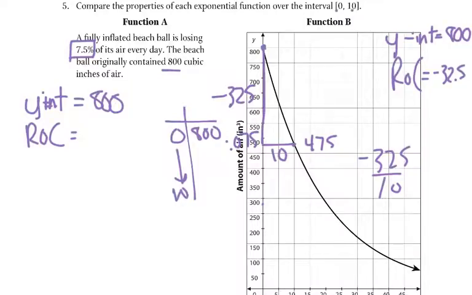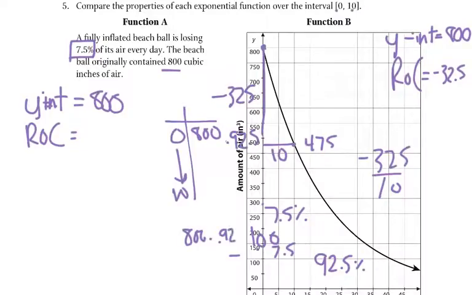So it's losing 7.5%, but it still has in it 100 minus 7.5, so it's still got 92.5%. So that's actually what we want to multiply by, 0.925. That's why my equation didn't work. It should have been 800 times 0.925 to the x, or to the 10th. That's better.